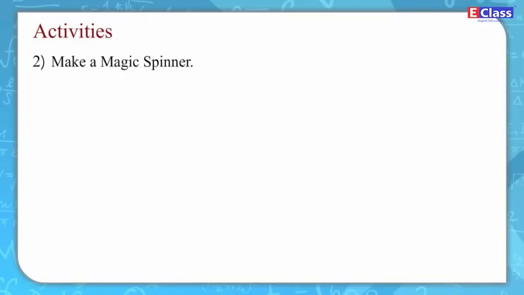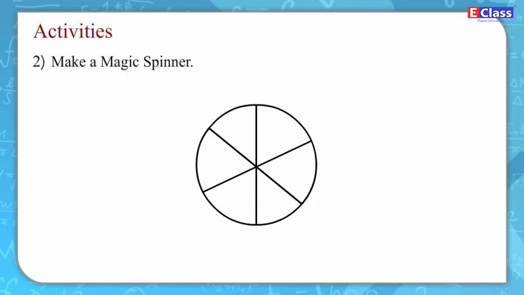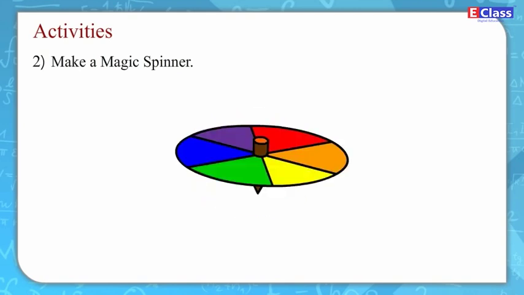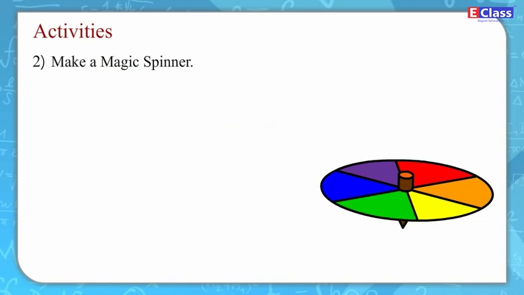2. Make a magic spinner. Take a white cardboard disc, as shown in the figure, divide it into 6 equal parts. Color the parts red, orange, yellow, green, blue and violet. Make a small hole at the center of the disc and fix a pointed stick in the hole. Your magic spinner is ready.